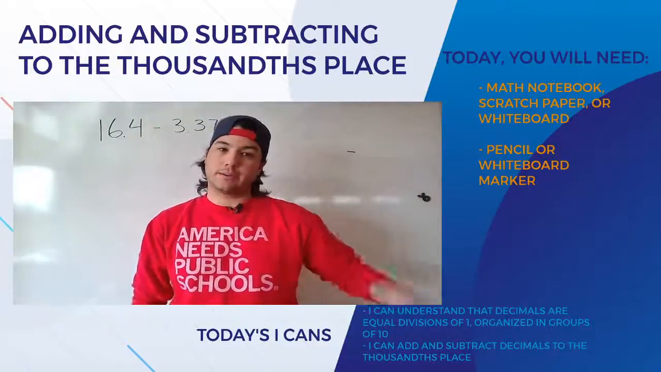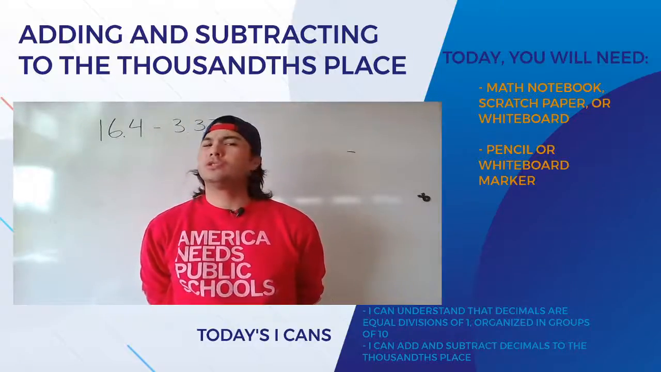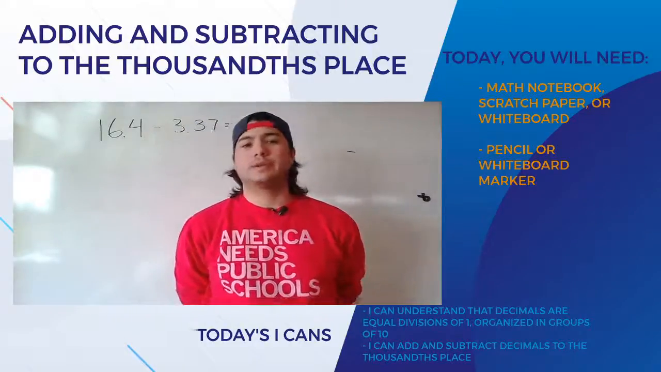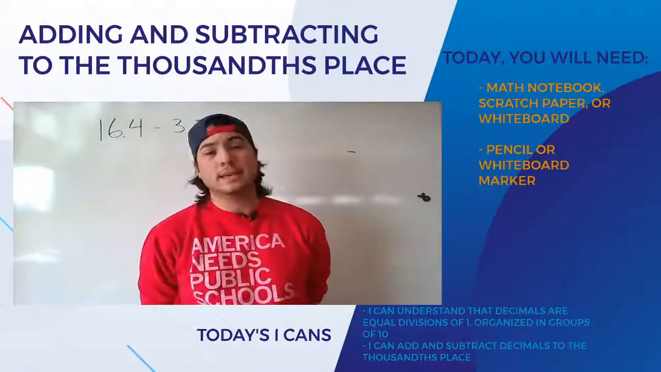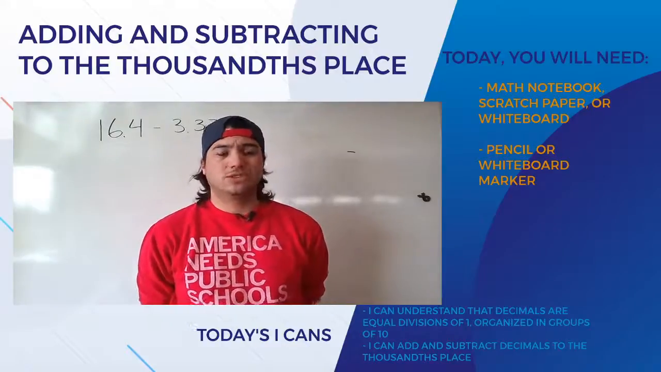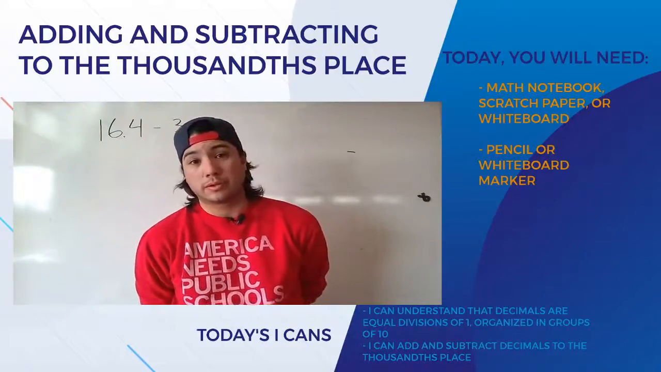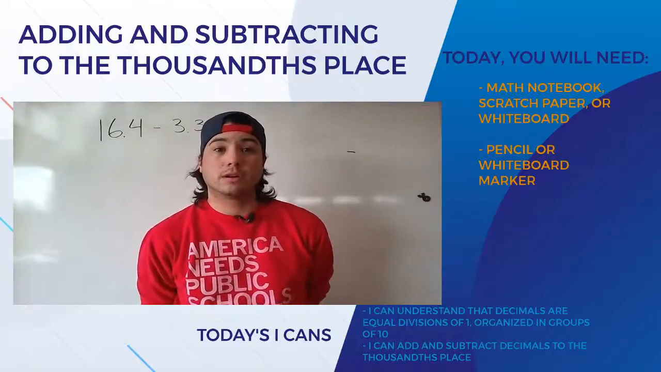It's Mr. Taco. Today we are diving into adding and subtracting to the thousandths place. Yesterday we introduced the thousandths place and dove a little bit into what it is. Simply put, it's just 10 times less than the hundredths place. 10 thousandths equals 1/100th, right? Just a continuation of our place value concepts that we've been working on.